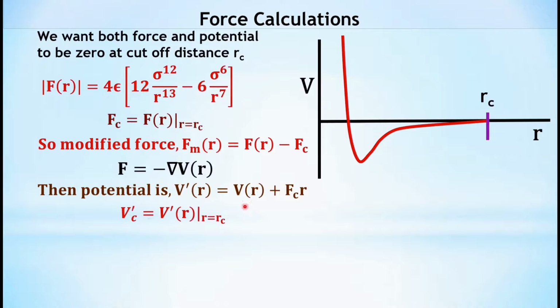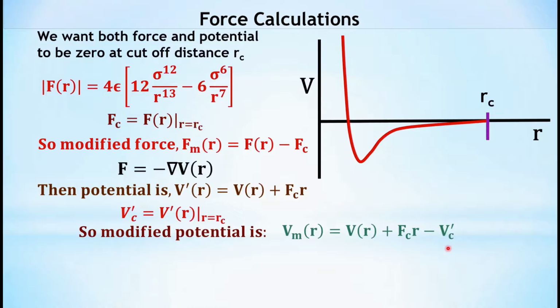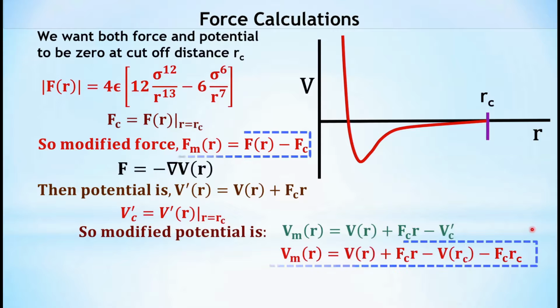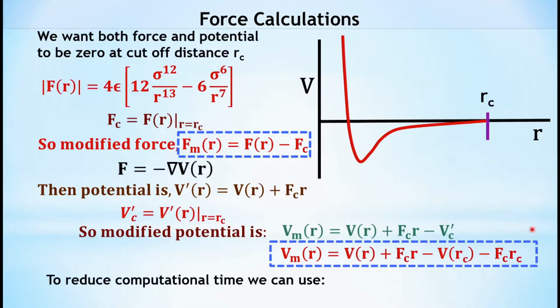So this VC prime is the cutoff potential at R equal to RC, and we have to subtract this VC prime from V prime R. So the modified potential is given by this expression. We can also write the modified potential like this. So these are the expressions for force and potential that we are going to use in our program.